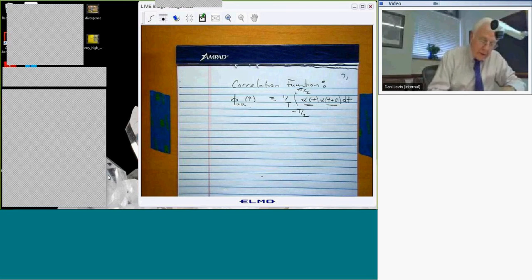And because you are now masters of Fourier transform theory, you know that there's another relationship that says, I'm going to put a star here to give this special designation, that the correlation function itself is equal to 1 over 2 pi.